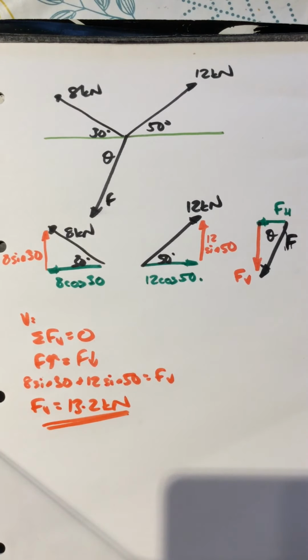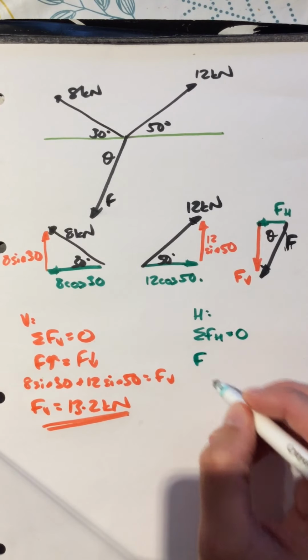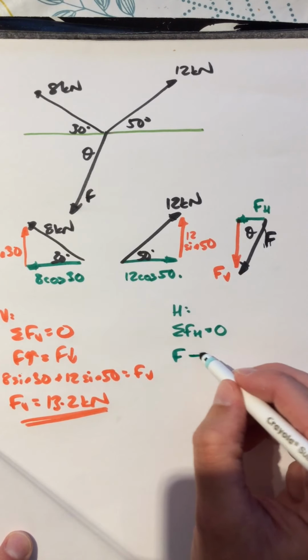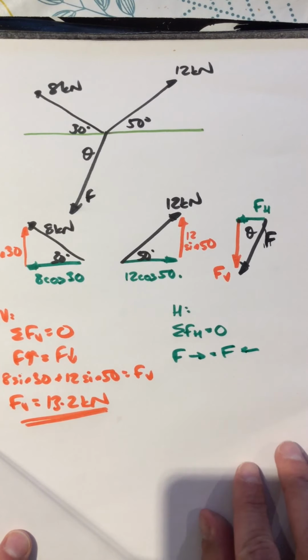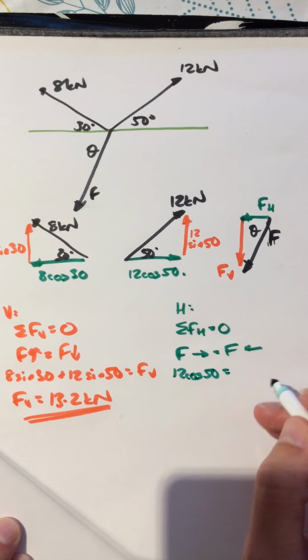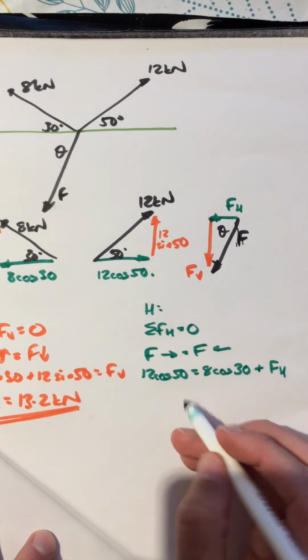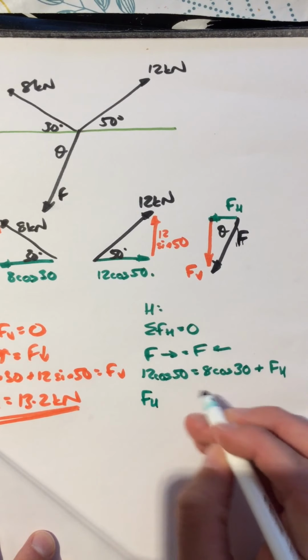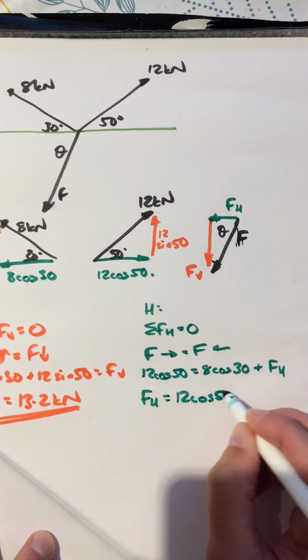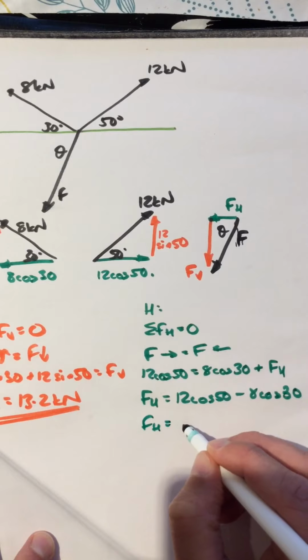I'm going to do the same with the horizontal now. So sum of the forces horizontal equals 0, forces right equal forces left. So going right, I have 12 cos 50, and going left I have 8 cos 30 plus FH. So to get FH on its own, we're going to take 8 cos 30 away from both sides. So 12 cos 50 minus 8 cos 30. So FH is equal to 0.8 kilonewtons.